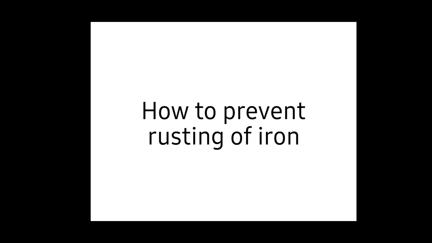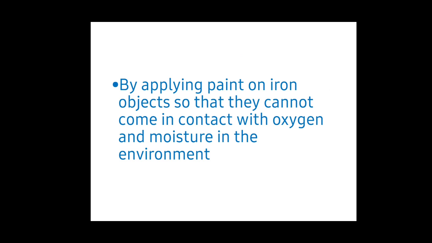How to prevent rusting? Every day we use various metal objects, and in our home we also have a variety of iron objects, and mostly everything gets rusted. How can we prevent the iron objects from rusting? There are some ways for it. By applying paint on iron objects so that they cannot come in contact with oxygen and moisture in the environment. This is a simple way.